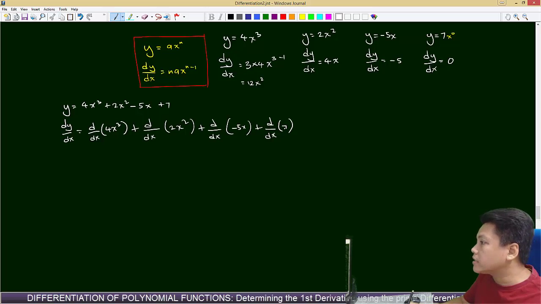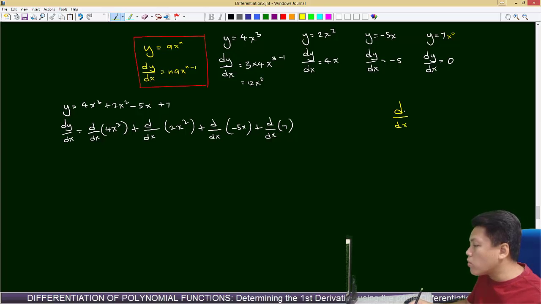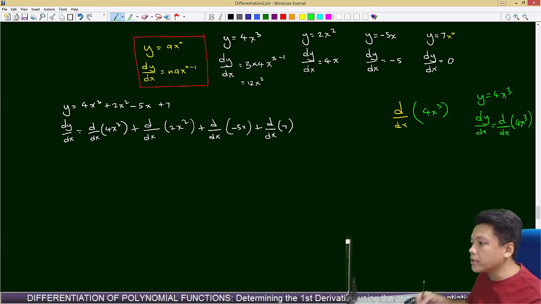Alright, now probably you are seeing something that is new. This term here, d/dx. Where is the y? y is not there. Why is that? Well, because whatever is inside the bracket right after that is y. For example, 4x cubed, right? Because y is 4x cubed, then dy/dx is equal to d over dx of 4x cubed. So that is just another convention of writing the first derivative or differentiation of a term.